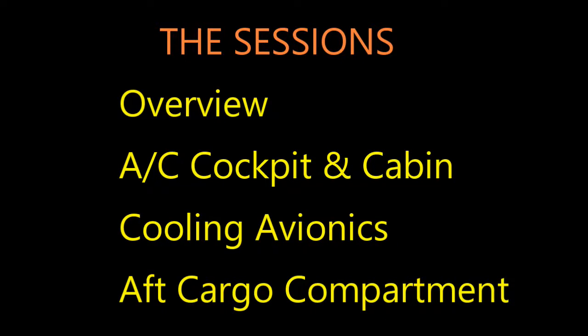This air conditioning part is going to be broken up into 4 sessions. Session 1 is overview and controls and indications, as well as a BITE test. So we'll go over that. Session 2 is going to be on the cabin and cockpit, including pressurization. Session 3 is the avionics compartment, and Session 4 the aft cargo compartment and all the related systems there with cooling. So as far as the overview, we'll start with Session 1.